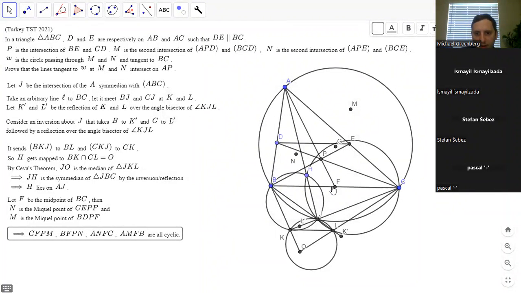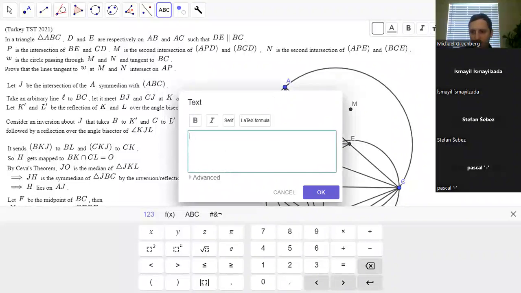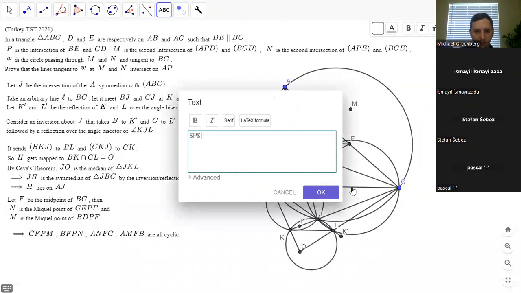And all that information implies that P can be an arbitrary point on the median AF, and it inverts to an arbitrary point H on AJ. So basically P can end up being any arbitrary point on AF, and it inverts to some other arbitrary point H on AJ.